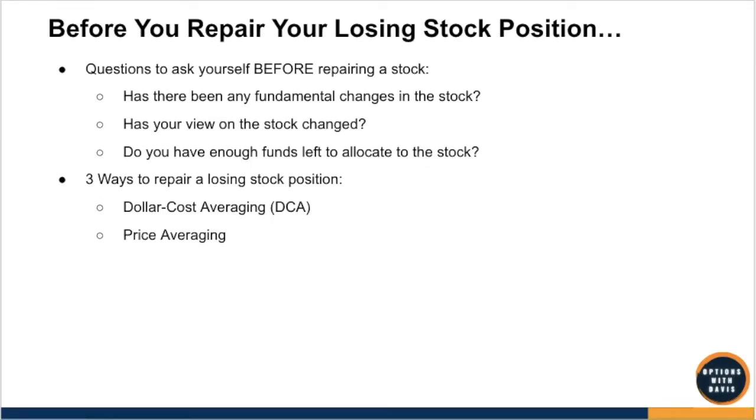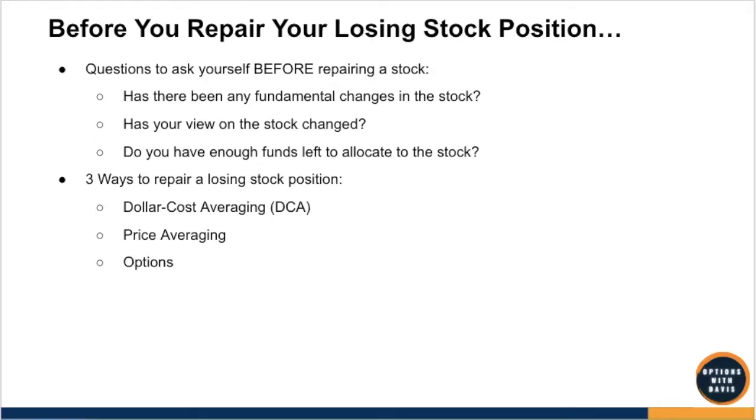So price averaging basically just means to buy as the price drops. Instead of using time to enter into the market, which is dollar cost averaging, price averaging is based just on the price. So if you're at $100, it drops to $80, you enter. It drops to $60, then you enter again. So that is basically price averaging.